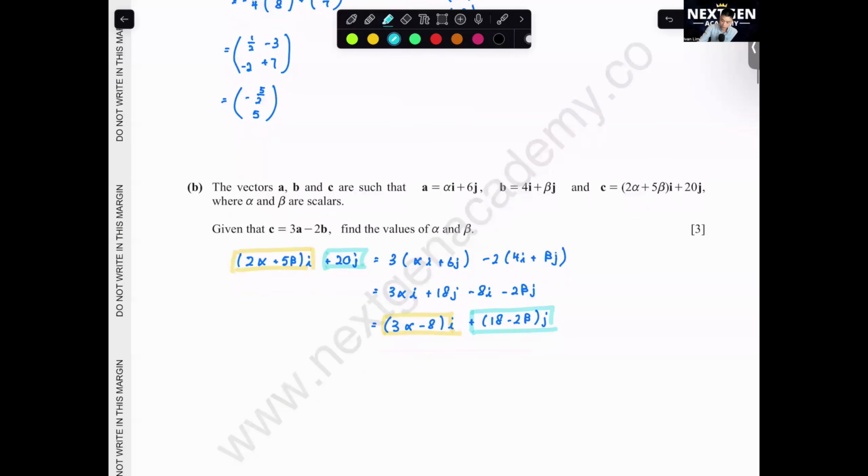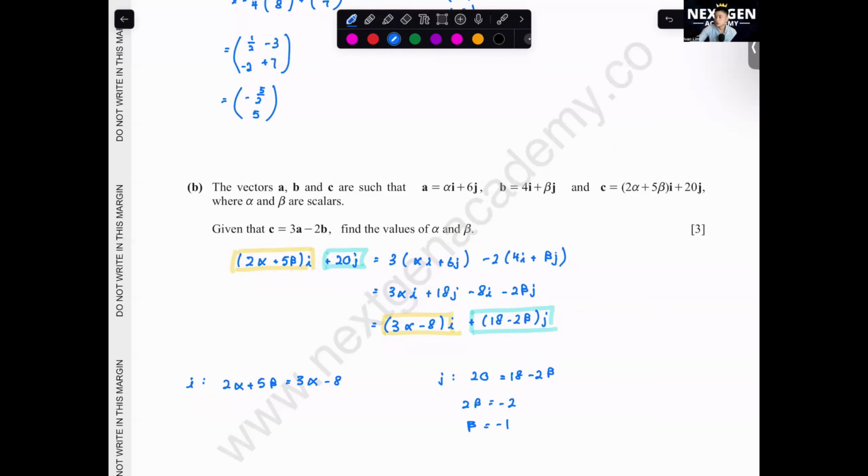Okay, so I want you all to write down your i value: 2 alpha plus 5 beta equals 3 alpha minus 8. Anything that we can do? When we've got two unknowns, we cannot solve it yet, so we open the other one first. Let's do the j first, because if you see the j, there's only one unknown. 20 equals 18 minus 2 beta. Okay, this is good. So 2 beta equals minus 2, negative 2 divided by 2, beta is negative 1.